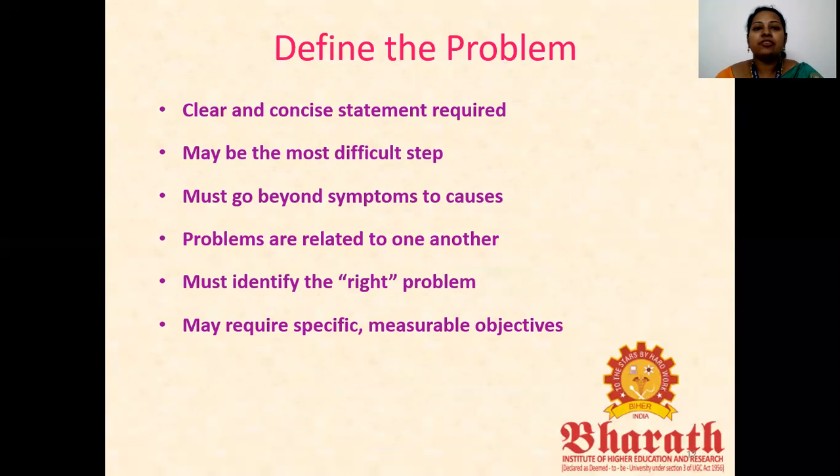The first one is defining a problem. Once we select a problem, we have to define the problem with the basic criteria. The first one is a clear and concise statement required. Maybe the most difficult step of defining a problem. For defining a problem, we have to identify what the difficulties are. Then we have to identify the right problem. The problem may require specific or measurable objectives.